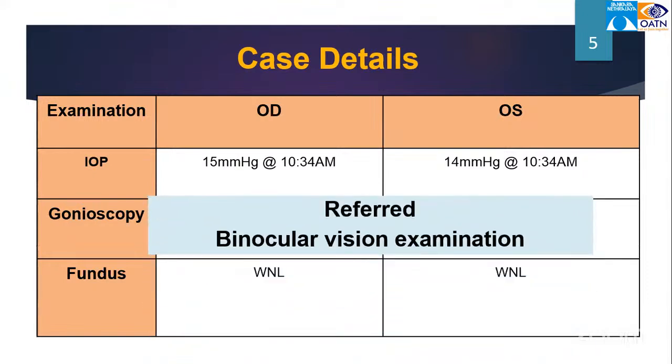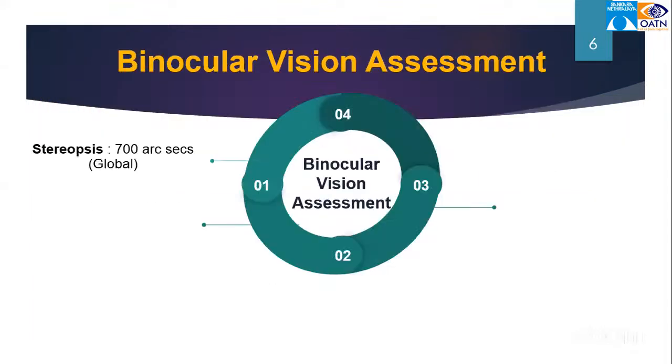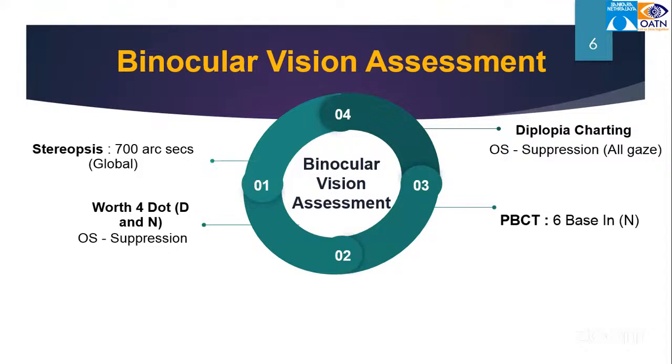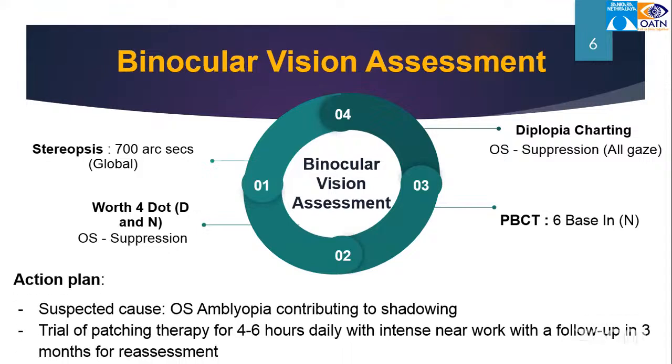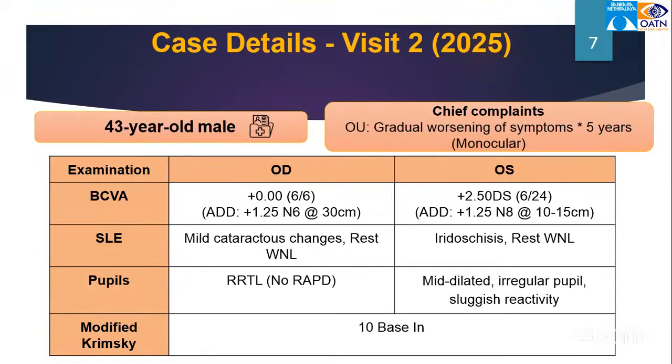Since the patient had diplopia, he was referred to the binocular vision clinic for further management. In the binocular vision clinic, various tests were performed, such as stereopsis, Worth four dot, or diplopia charting. All these tests strongly suggested suppression of the left eye. So, it was suspected that the amblyopic left eye might be contributing to visual discomfort when viewing through both eyes. So, to improve the vision of the left eye, considering his age, a trial of just patching for 4 to 6 hours with intense near work and a follow-up of 3 months was prescribed for this patient.